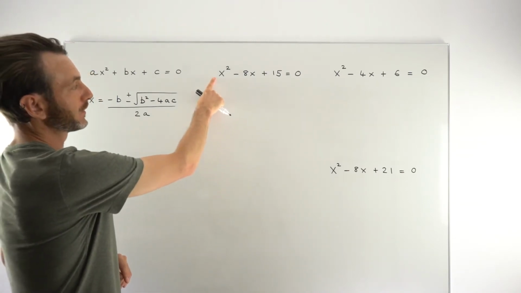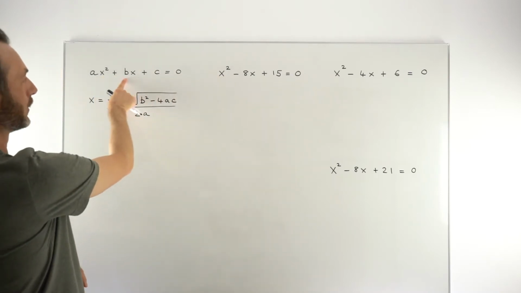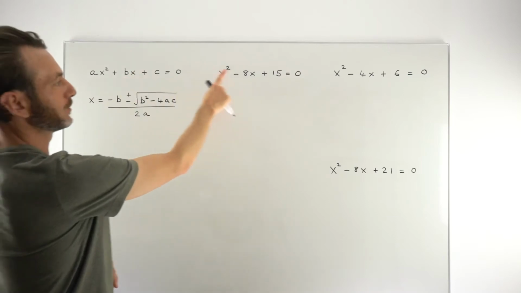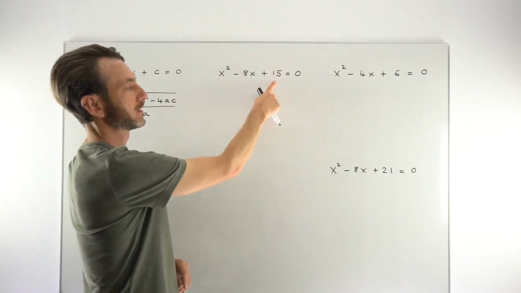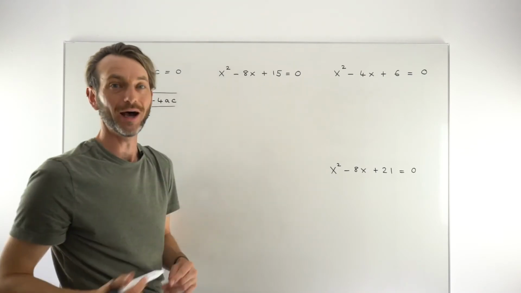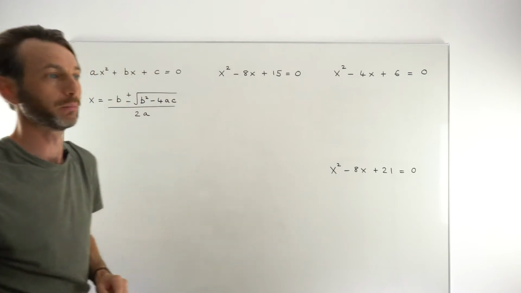In this example here, the a value is 1. The a value is the coefficient of the x squared term. The b value is the coefficient of the x term, which here is -8. And then the c value is the number tagged on the end. In this case, it's 15. So in an actual quadratic equation, it's not just going to say a, b, and c. It's going to have actual numbers.